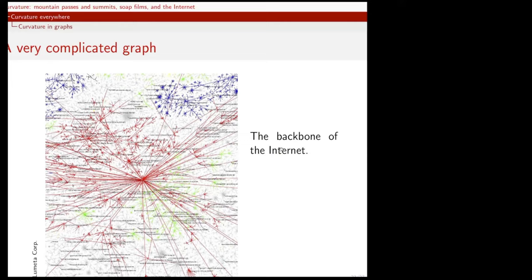Namely, I think that my internet service provider is probably one dot here, and your internet service provider is one dot here, and you and I are not on that picture. But there are people whose job is to make sure that information travels well over the internet.